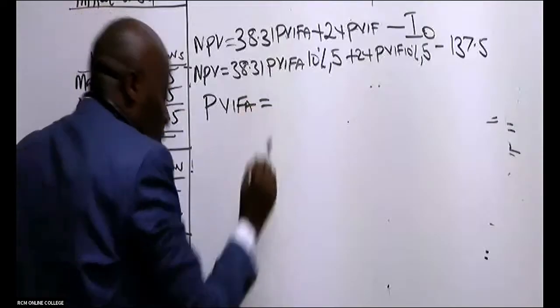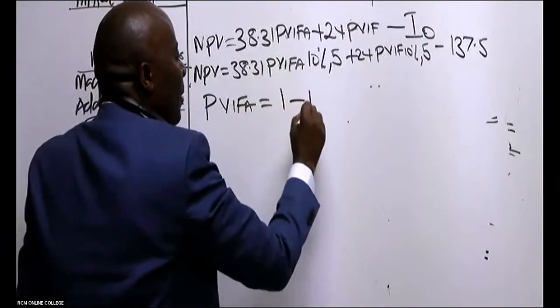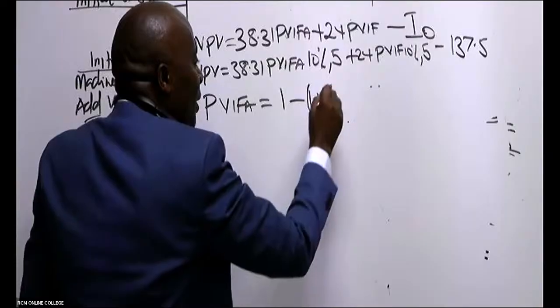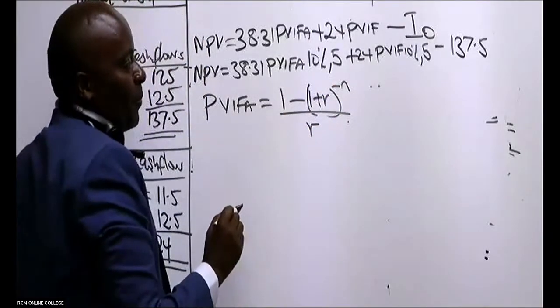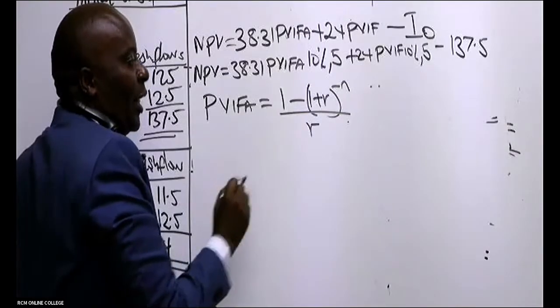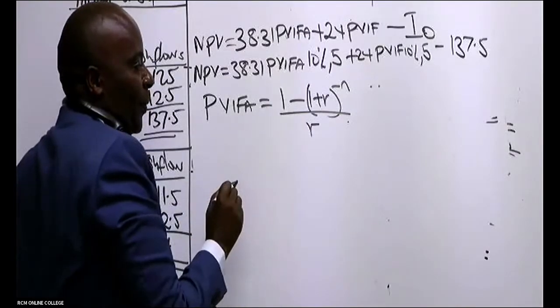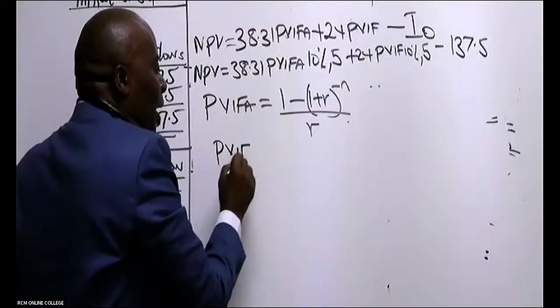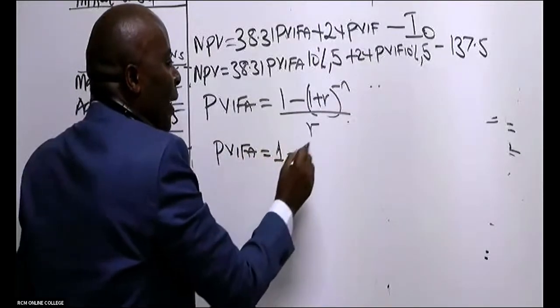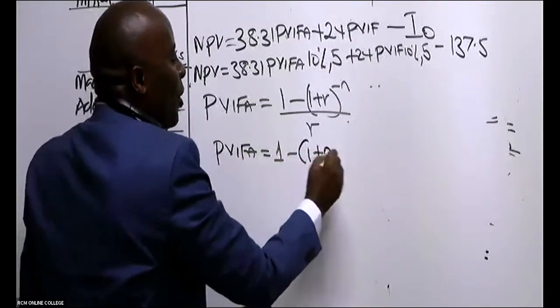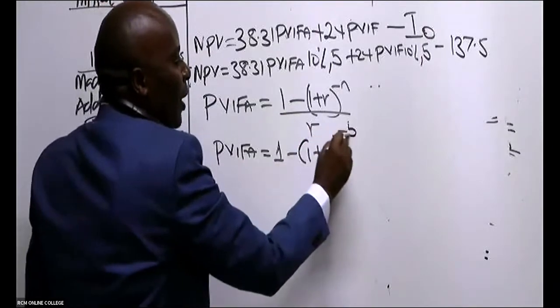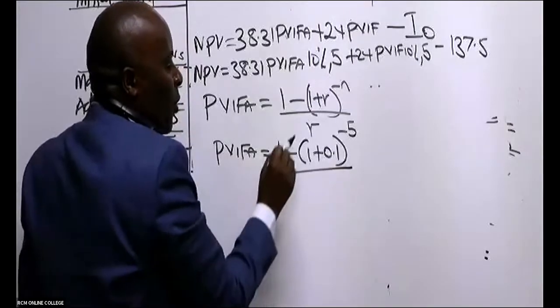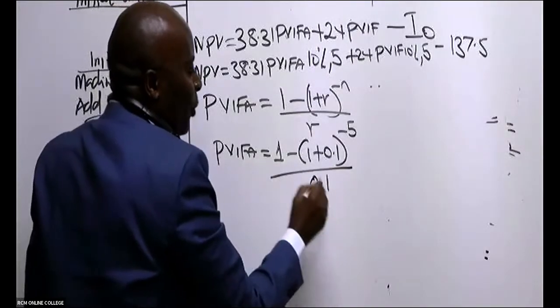Remember the formula of PVFA is 1 minus (1 plus R) raised to negative n, everything divided by R. R is the cost of capital, the required return. So in that case, PVFA will be 1 minus (1 plus 0.1) raised to negative n, 5 years, all divided by the required return, which is our cost of capital, which is 0.1.